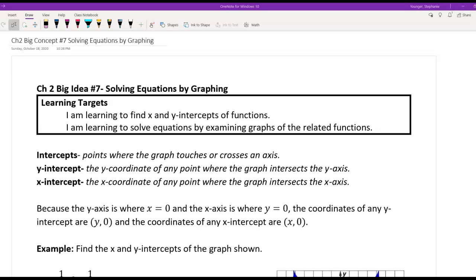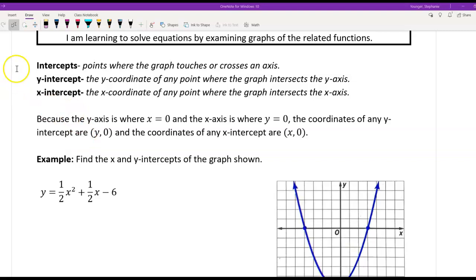Alright, so hello scholars. Today we're going to look at Chapter 2, big idea number 7, solving equations by graphing. So our learning targets are: I'm learning to find x and y intercepts of functions, and I am learning to solve equations by examining graphs of the related functions.